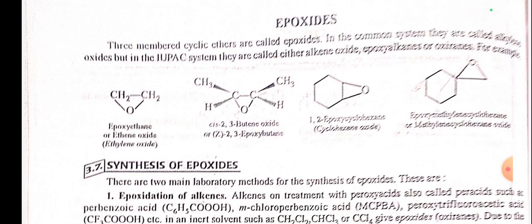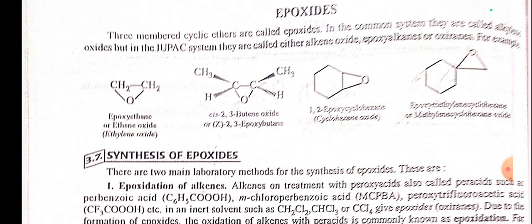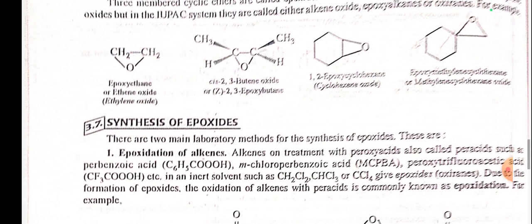Epoxide. The three-membered cyclic ethers are called epoxides. In the common system, these are called oxides, but in the IUPAC system, they are called either alkene oxides or epoxy alkanes. For example, ethylene oxide. Synthesis of epoxide.